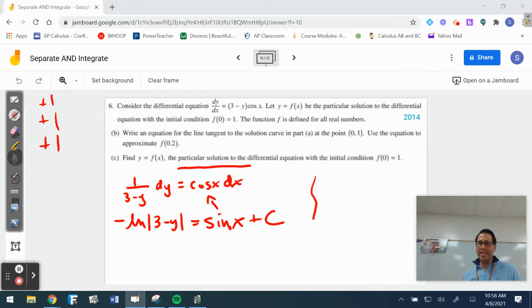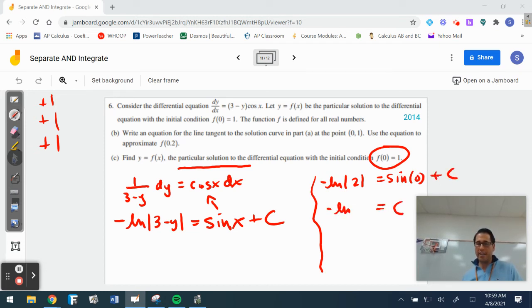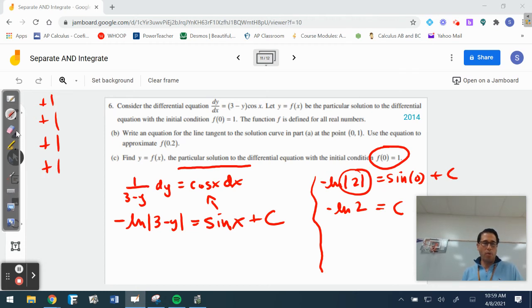All right, well, when I find C, I use my initial condition. So here we go. I'm going to put a 1 in for y, so it's going to turn into a 2. I'm going to put a 0 in for sine, which is nice because sine of 0 is just 0. So C is equal to the negative natural log of 2 because the absolute value of 2 is 2. So that got me a point right there if I was able to find C correctly. And then remember, I got to plug it back in here.